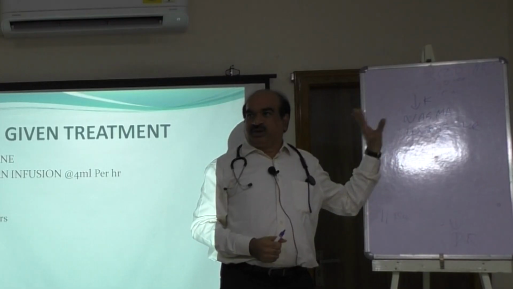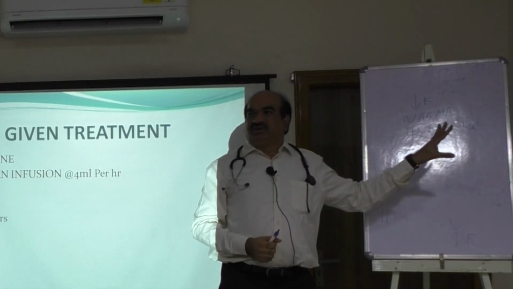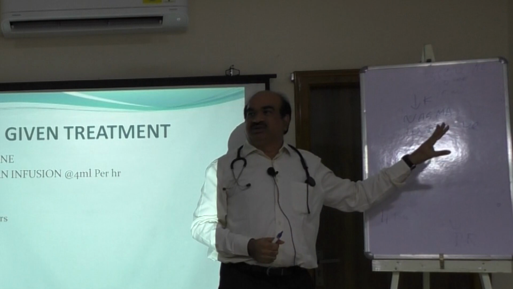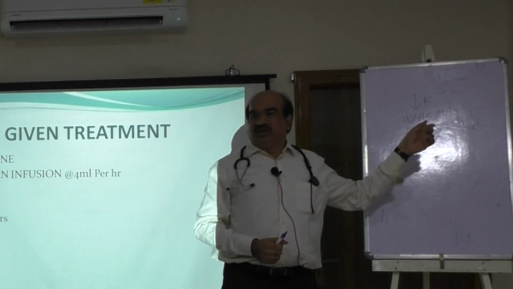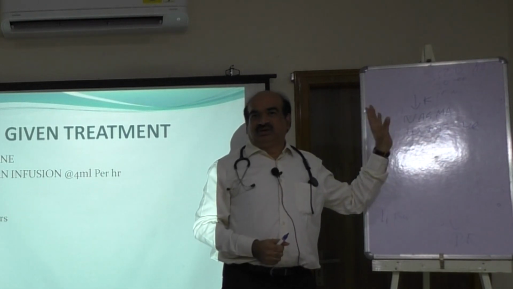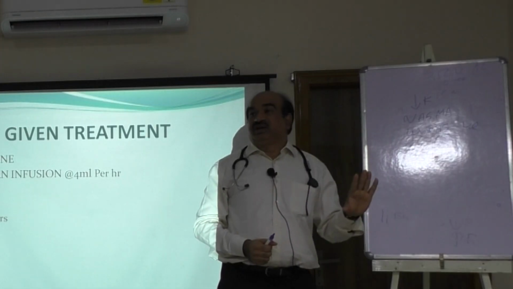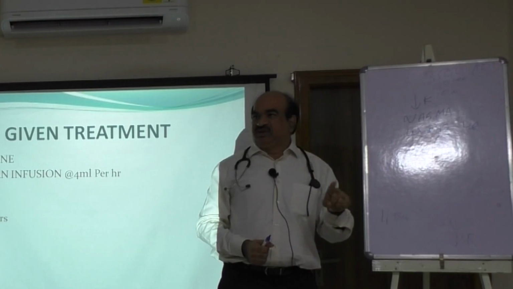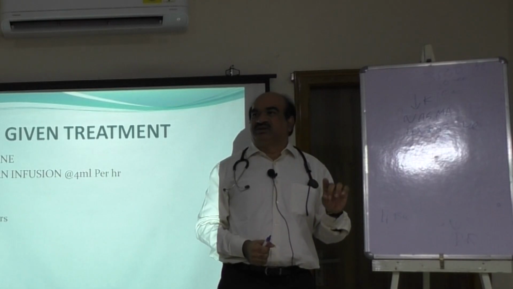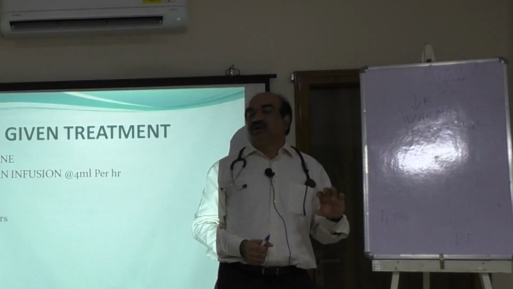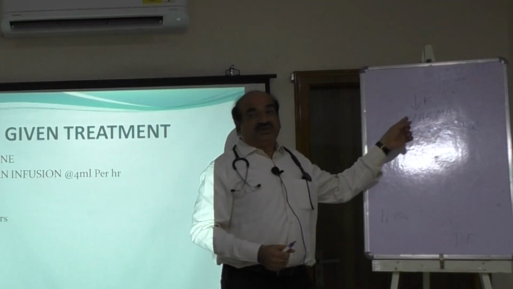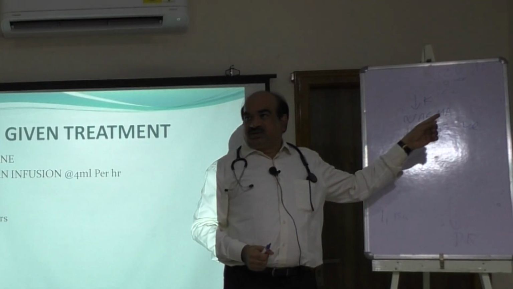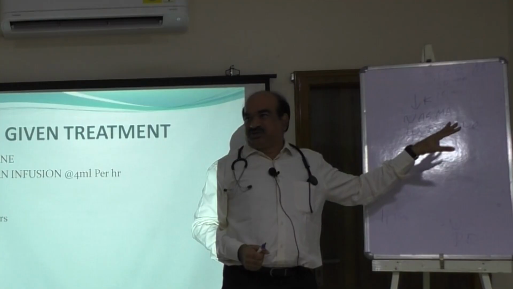So we discussed hypokalemia causes. So what are the causes of normal anion gap metabolic acidosis with hypokalemia? Diarrhea. So whenever there is normal anion gap metabolic acidosis, just remember two important causes. One is diarrhea, second one is renal tubular acidosis. These two are the important causes of normal anion gap metabolic acidosis. So it could be either diarrhea or renal tubular acidosis.